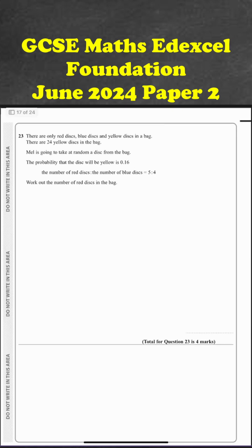Okay, so we have 24 yellow, and the probability of that is 0.16. We have the number of red compared to the number of blue is 5:4. So out of the remaining discs, we know that 5 out of 5 plus 4, which is 9, is going to be red. So let's rewrite that, 5 over 9. Again, this is only out of the remaining discs if we take the yellow ones out. So 4 ninths are going to be blue.